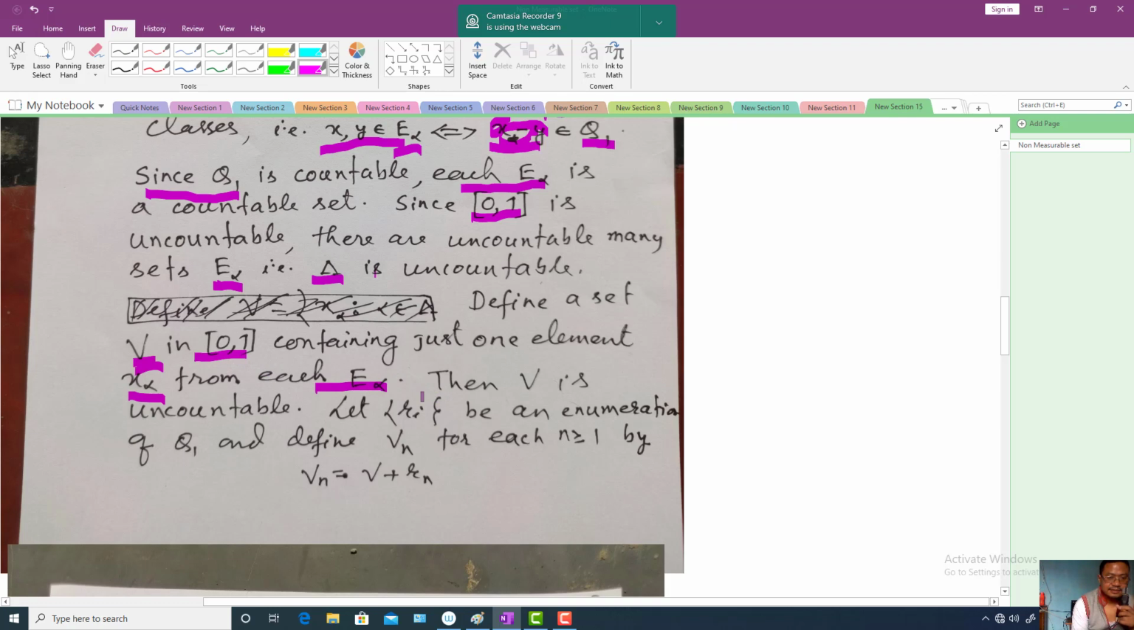Then what happened? Since you are taking just one point from each E alpha, and there are uncountably many E alphas, V is also uncountable. V is uncountable.